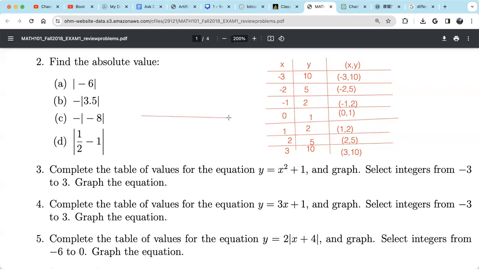On the plane. So let's do the plane here. Because we have to go up to 10, right? We need numbers. The x value we only need from -3 to 3. So maybe we do 1, 2, 3, and then -1, -2, and -3. And for the y value, we need 1 up to 10. So maybe let's say 10 is here.